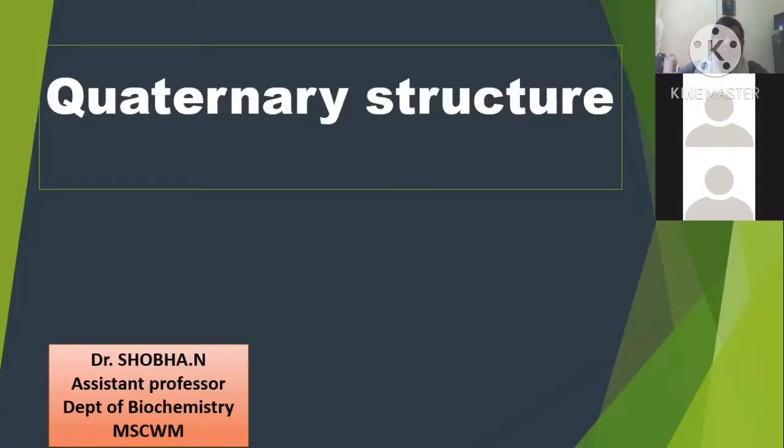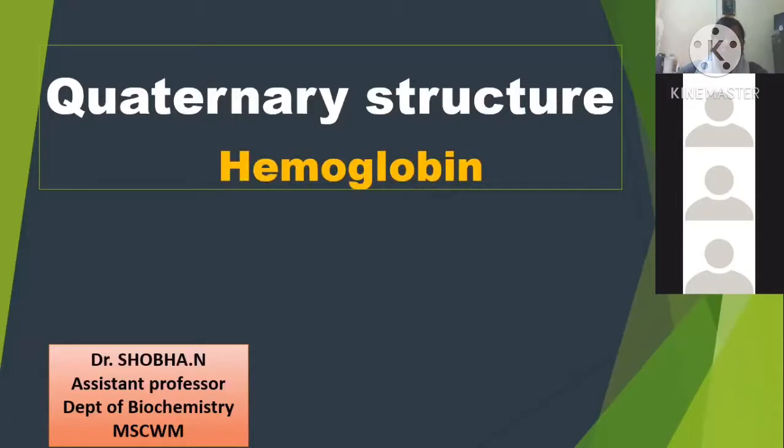Okay. So today we will continue with the structural organization of proteins, wherein you already know about the primary structure, secondary structure, tertiary structure, right? So today let us discuss the quaternary structure of a protein. For this we are taking an example of hemoglobin. So hemoglobin's quaternary structure we are going to discuss now.